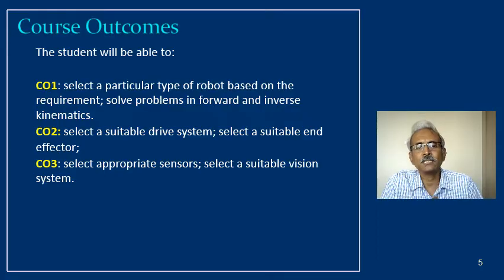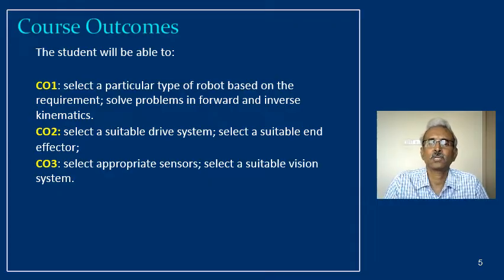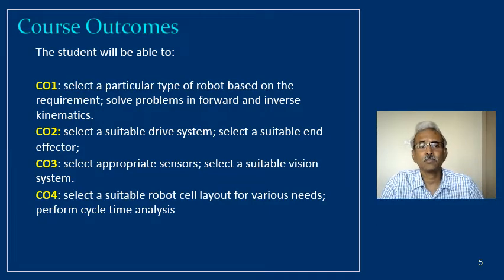And the third one is appropriate sensors. Again, when you say sensors, there are so many types of sensors, and I must be able to understand their various functions and features and select one which will be most appropriate to my requirement. And similarly, I must be able to choose a suitable vision system.